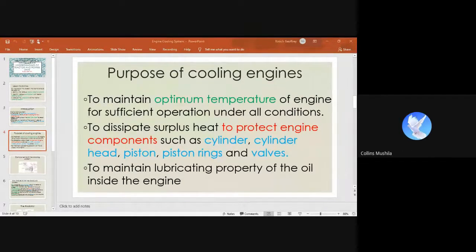Collins, take us through the purposes of cooling an engine. Hope you are getting me clearly. So the purpose of cooling engines.